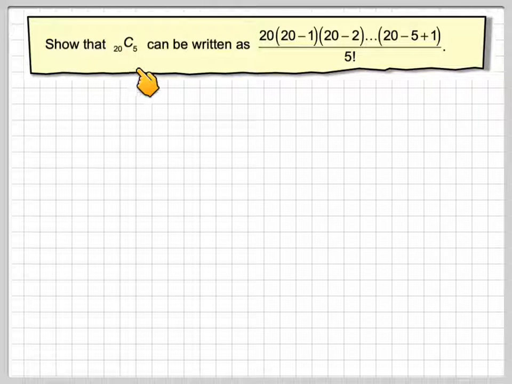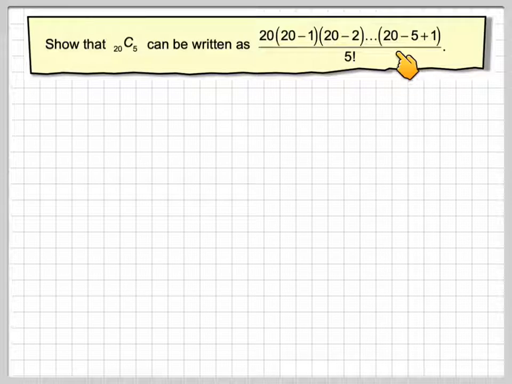Show that 20C5, i.e. choosing 5 things from 20, can be written as 20 times 20 minus 1 times 20 minus 2, up until 20 minus 5 plus 1, divided by 5 factorial. Now, the reason for having this specific example is coming up with a way of using factorials in the binomial distribution for negative or fractional indices.